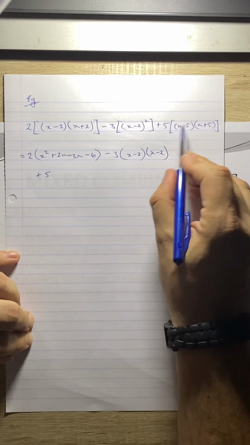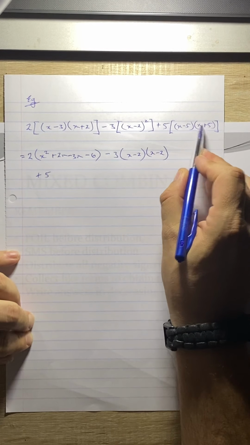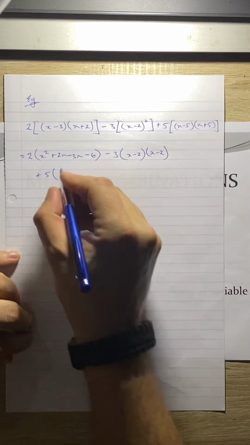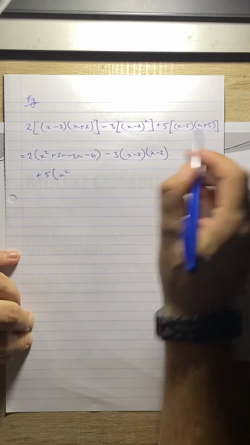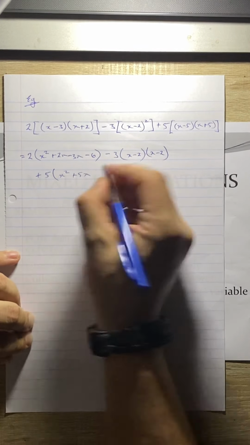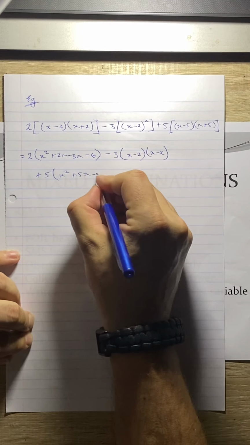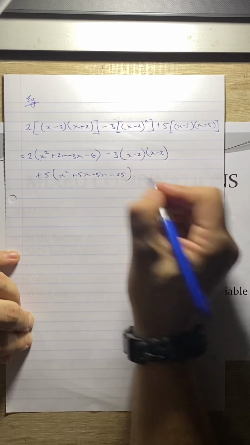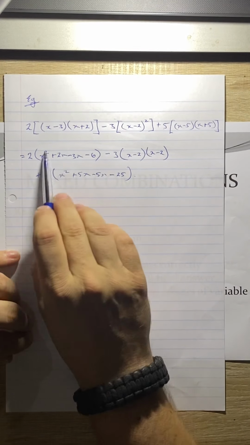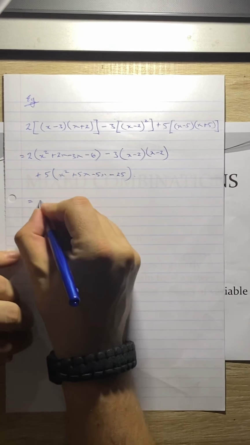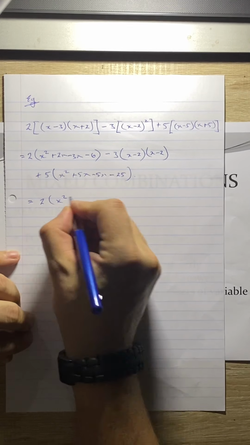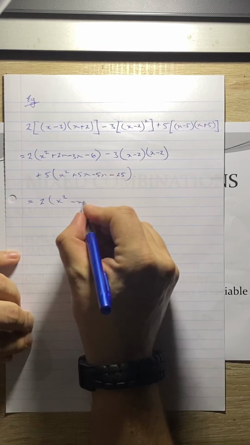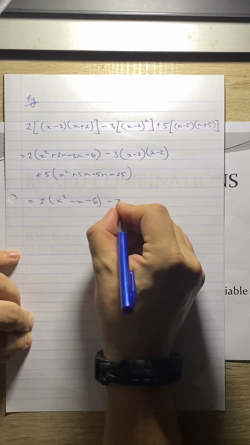Plus 5. We've got 2 brackets together, or 2 binomials. So we're going to FOIL. So first gives us x squared, outers plus 5x, inners minus 5x, and then the last gives us minus 25. Okay, let's get like terms together in here, and we get 2x squared plus 2x minus 3x will give us minus x, minus 6, minus 3.